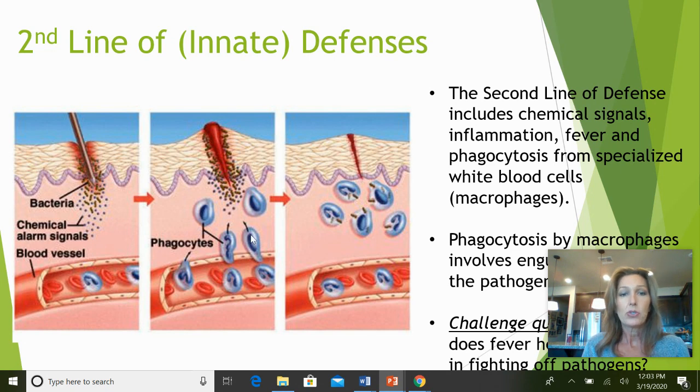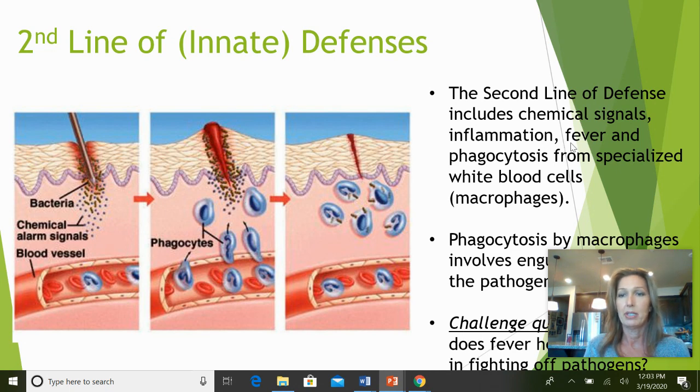Now, these big eaters are leukocytes, so white blood cells, but they're a specialized white blood cell that performs phagocytosis, and we'll refer to them as macrophages, and literally macrophages translates to big eater. So this inflammation brings more white blood cells. Inflammation is also going to allow these white blood cells to get out to the surrounding tissue in order to engulf these pathogens.